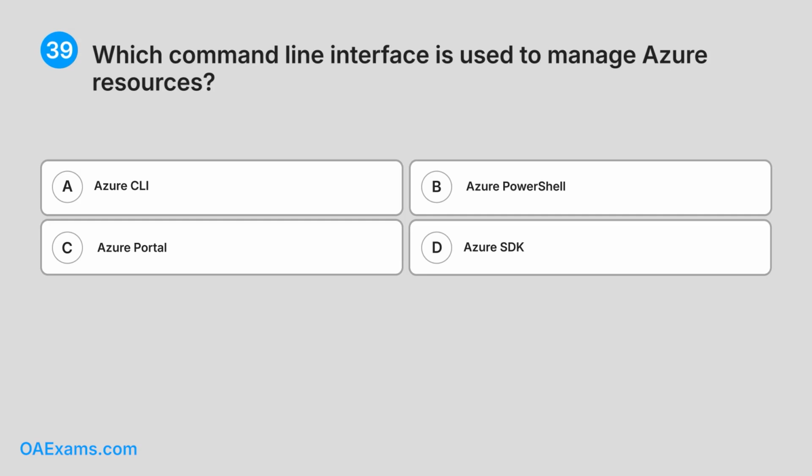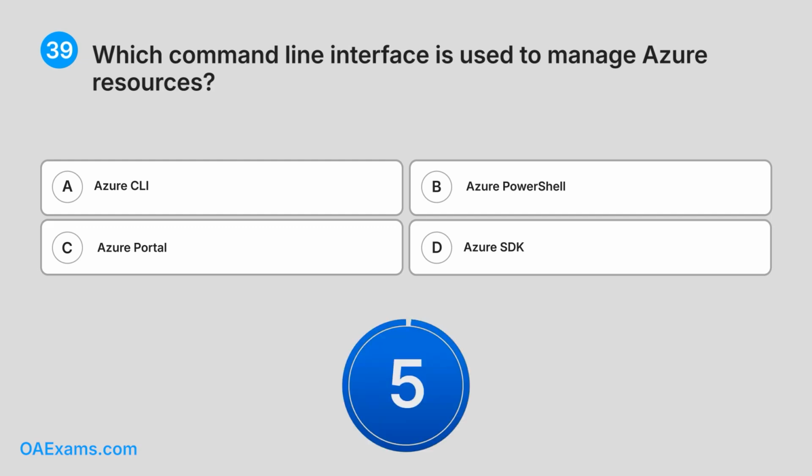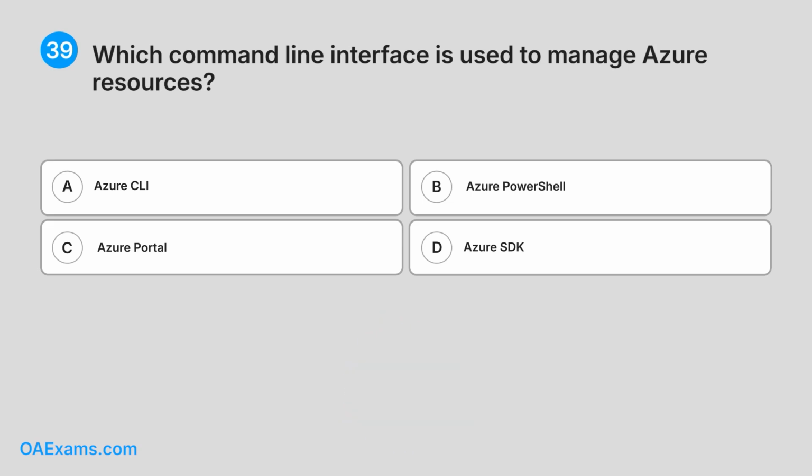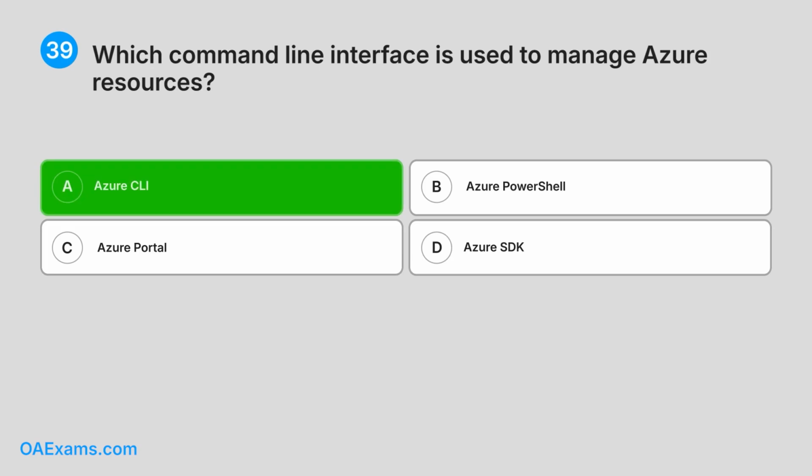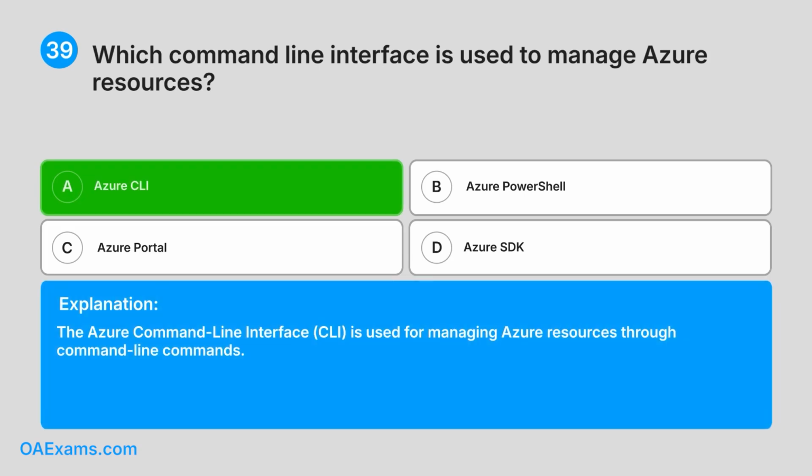39. Which command line interface is used to manage Azure resources? A. Azure CLI. B. Azure PowerShell. C. Azure Portal. D. Azure SDK. What do you think is the answer? Correct. Answer. Explanation. The Azure Command Line Interface, CLI, is used for managing Azure resources through command line commands.